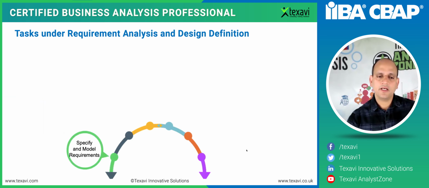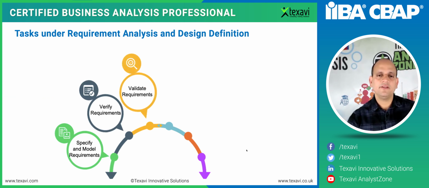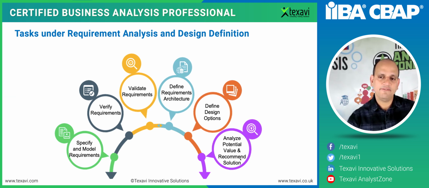So again, as we discussed, we need to specify and model the requirements. We need to verify them. We need to validate whether they are the right requirements or not. We need to define the requirements architecture, and then define the design options, and analyze the potential value and recommend a solution. These are the 6 different sets of activities and tasks that we carry out in this knowledge area.